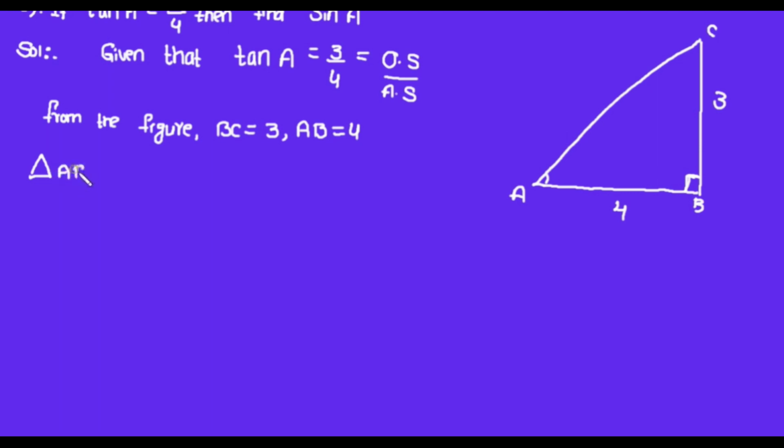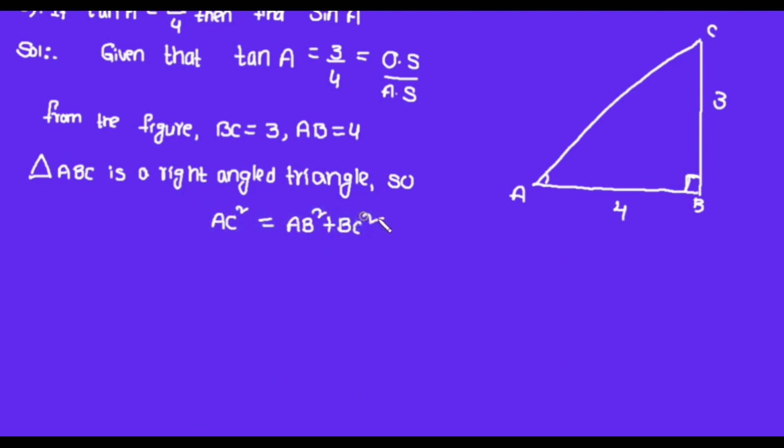Here ABC is a right angled triangle. So hypotenuse square is equal to side square plus side square. That means AC square is equal to AB square plus BC square. Now substitute the values of AB and BC. We will get 4 square plus 3 square. That is equal to 16 plus 9. That is equal to 25. Now we have to find the value of AC. So AC is equal to square root of 25. That means 5.